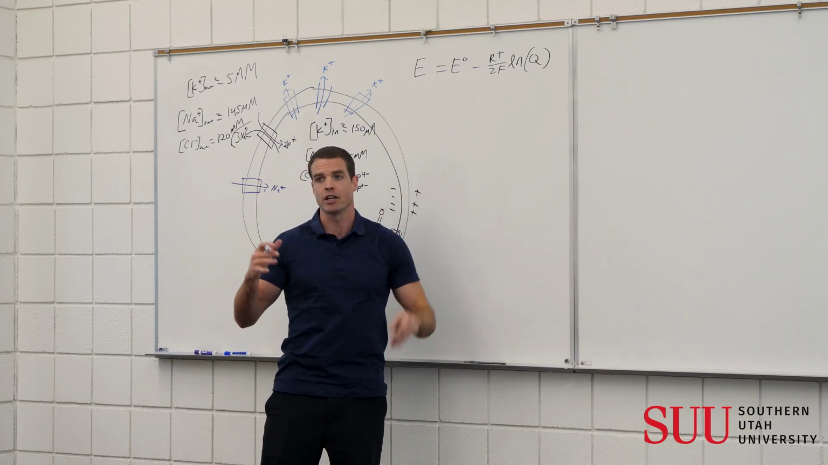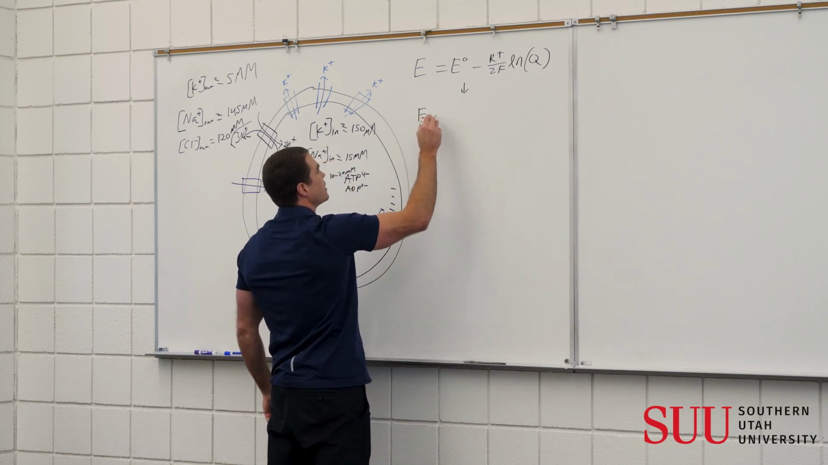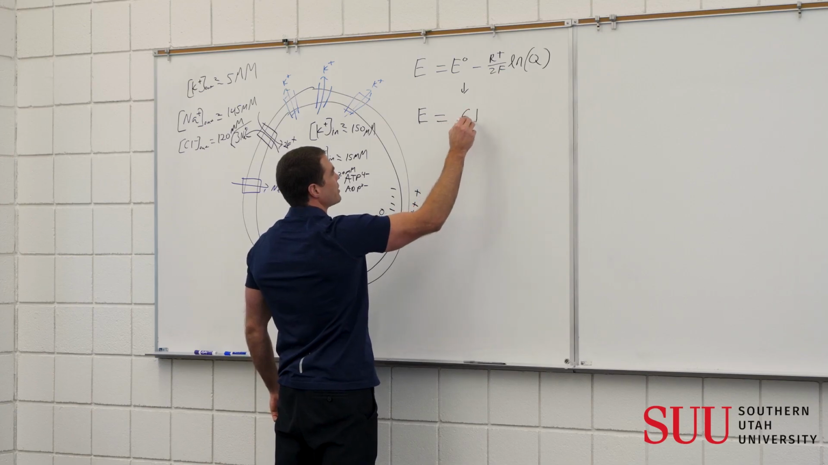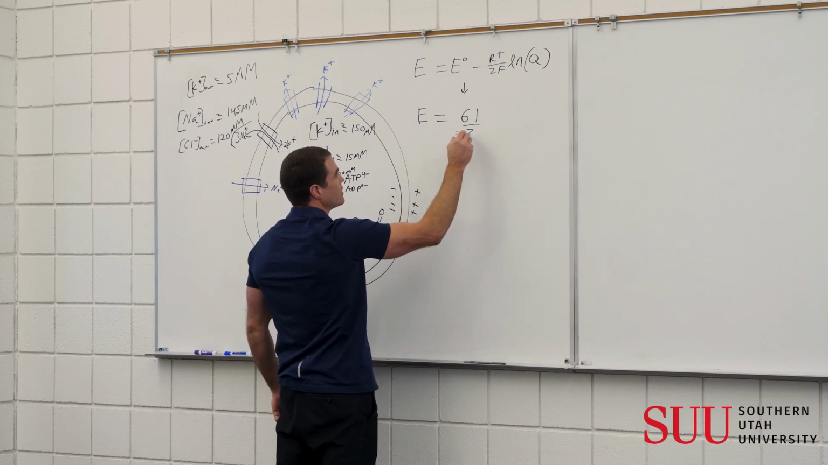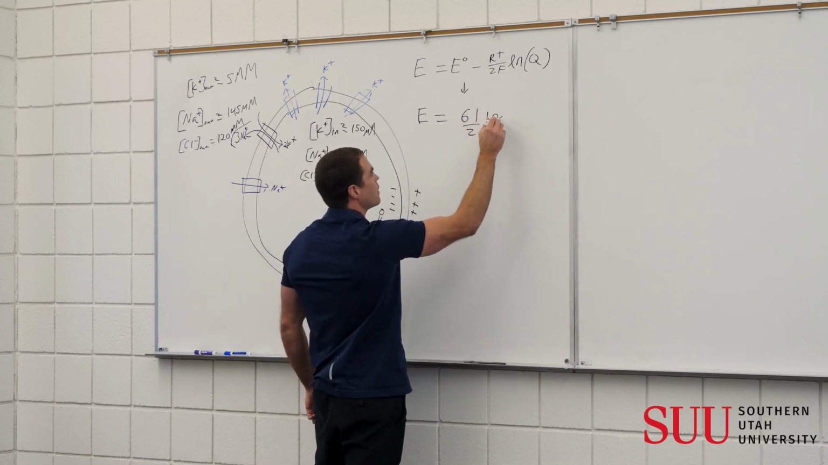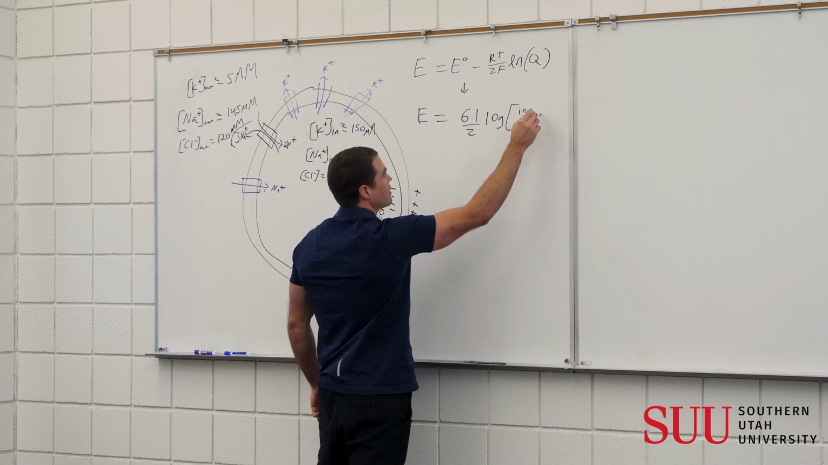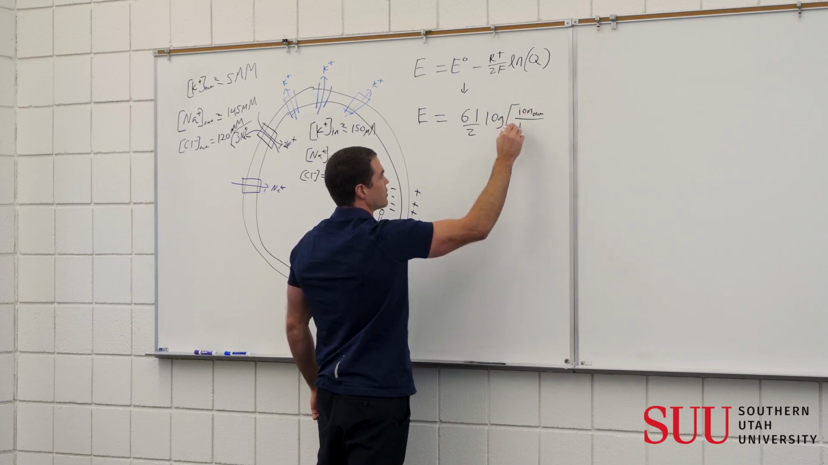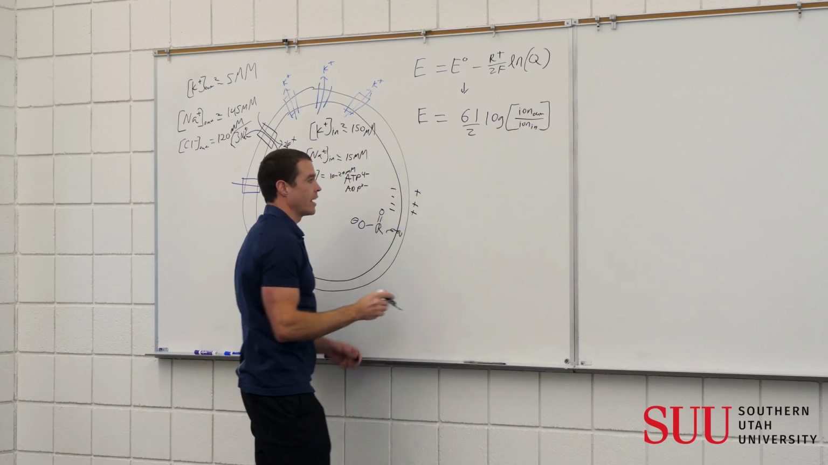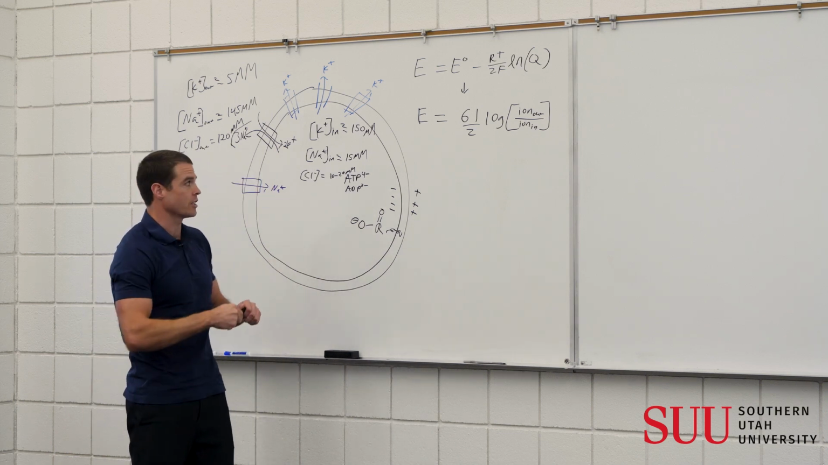When we put all these numbers in, this equation can be reduced to the following. E equals about 61 for body temperature over Z, and then we can convert the natural log into base 10 log, of the concentration of the ions. We'll do the outside over the ion concentration of the inside. Now take the log of that.